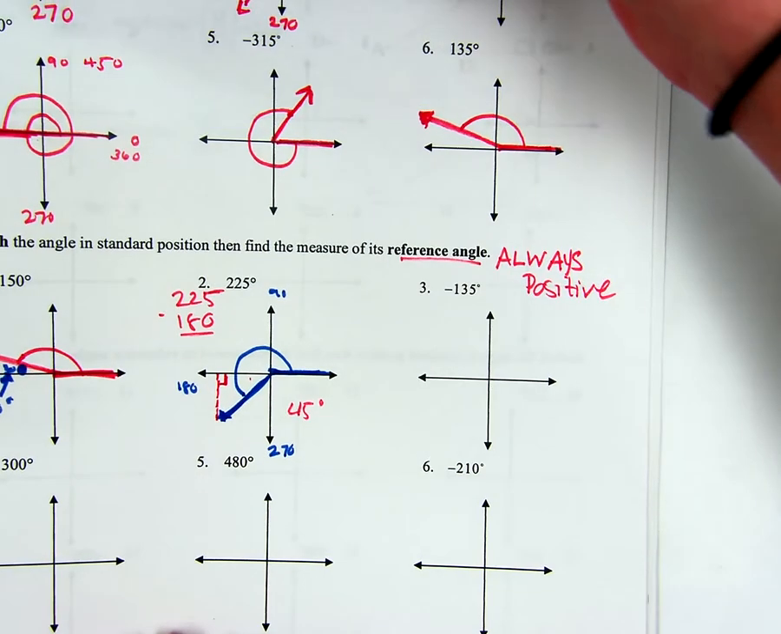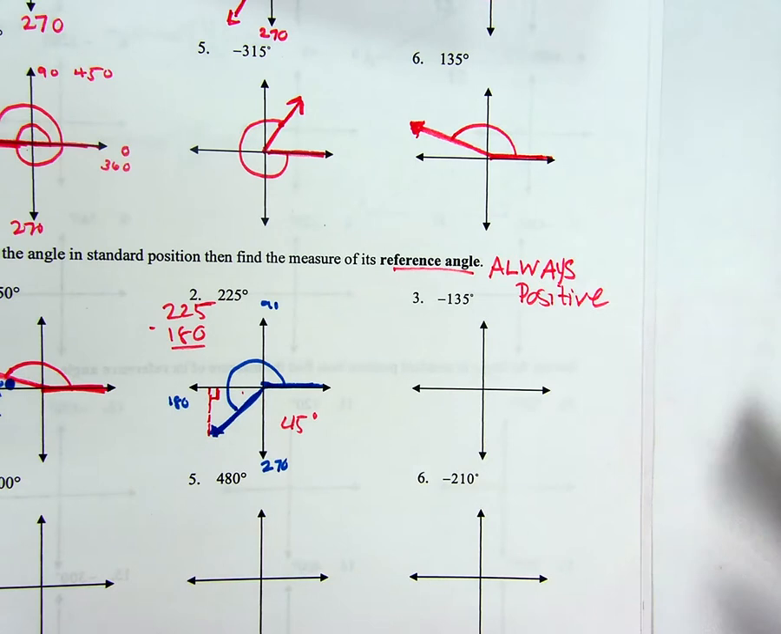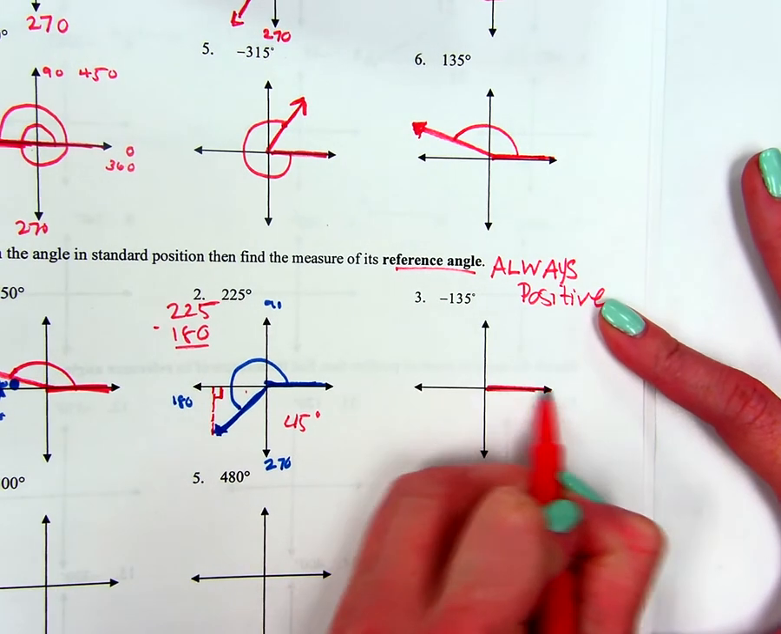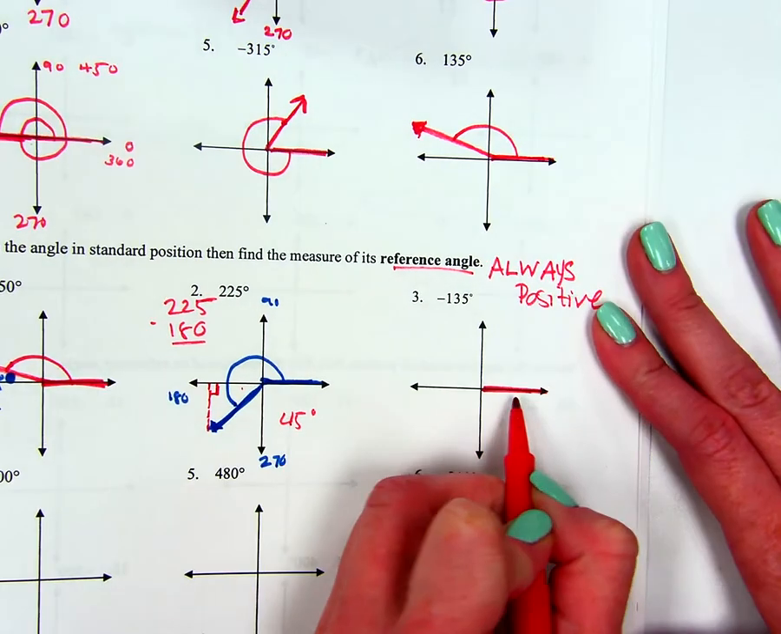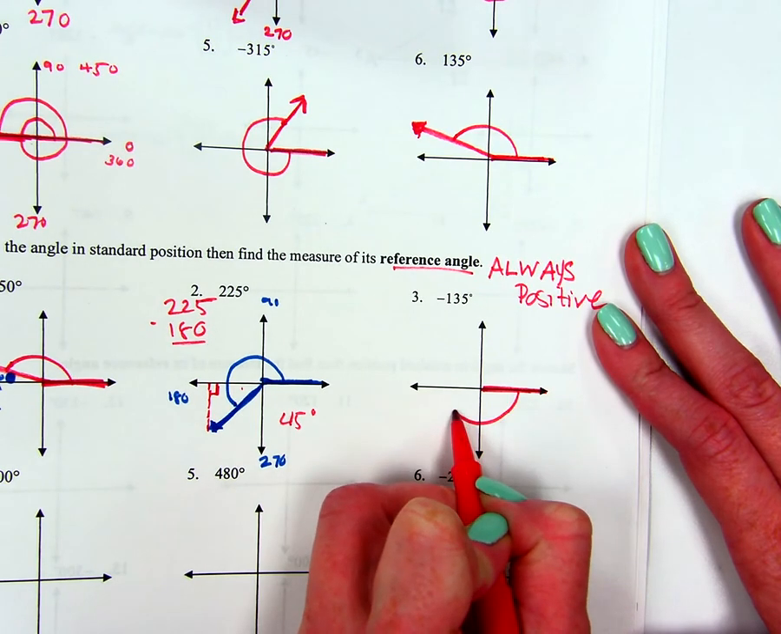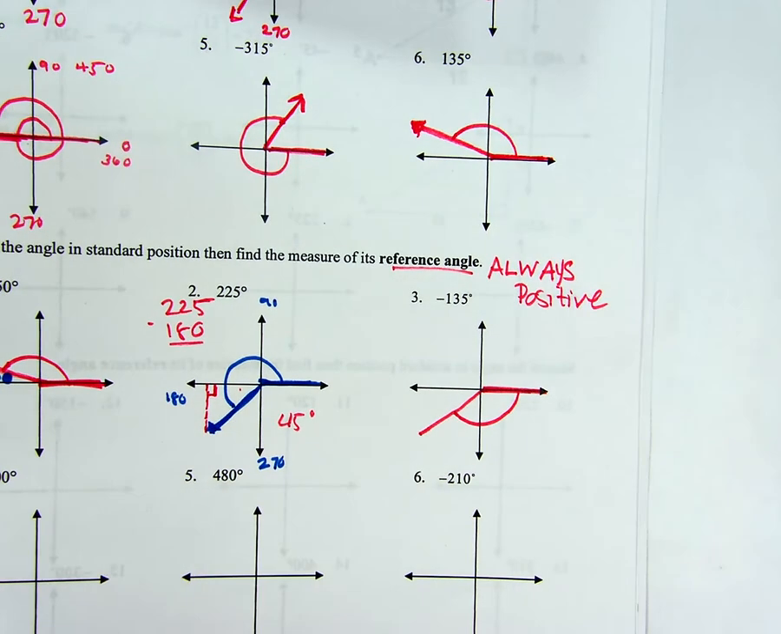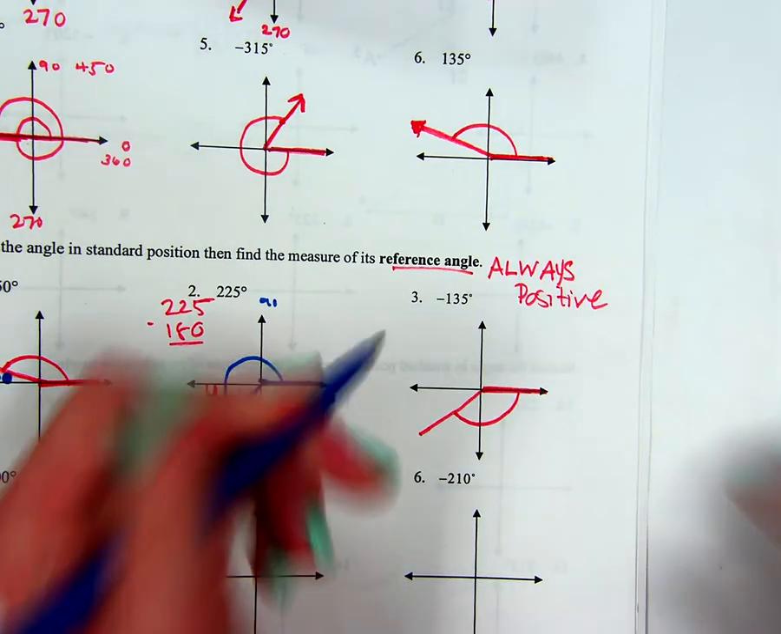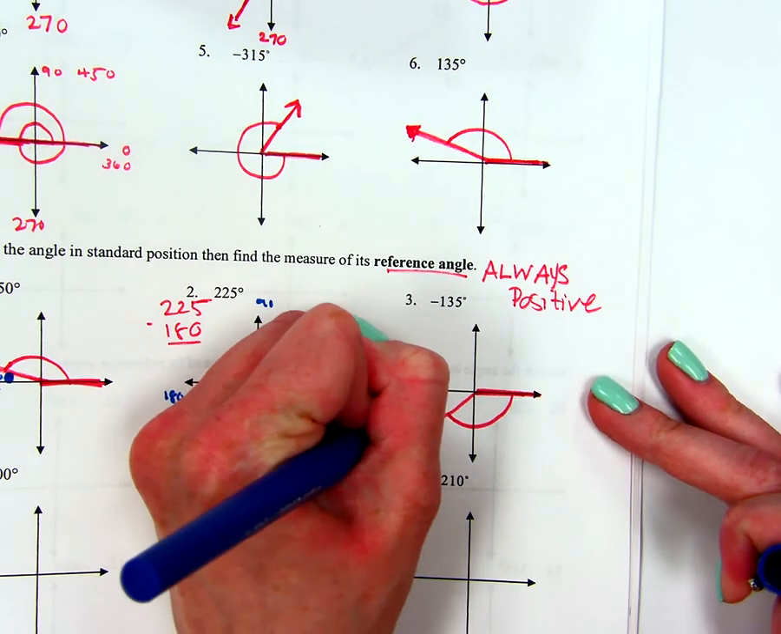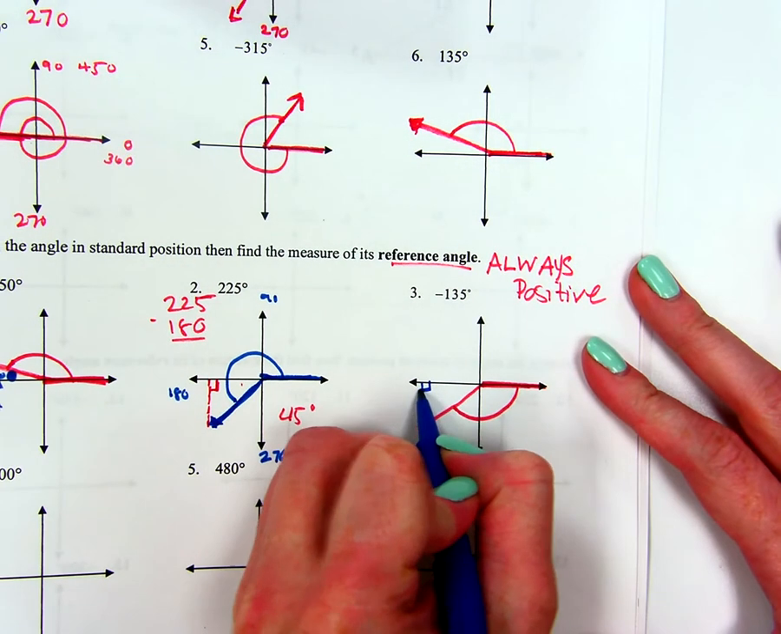So let's try number 3. So 3 is a negative. So remember, starting in the same place always, but we're going to rotate the opposite way. So 90 and then 180. So we know we're going to stop in between 90 and 180. I'm going to draw my reference angle in. And again, same thing. Draw in my line perpendicular to my x-axis.